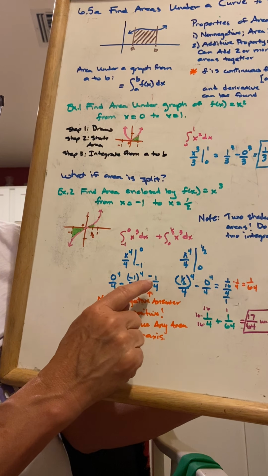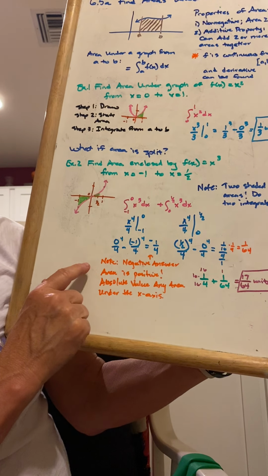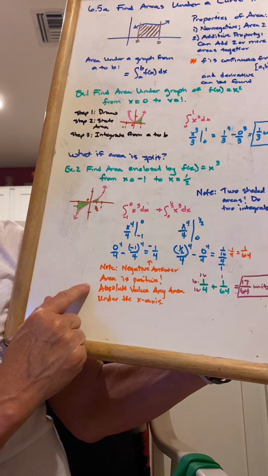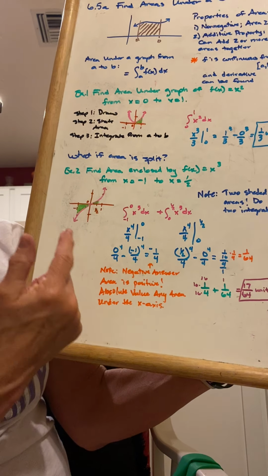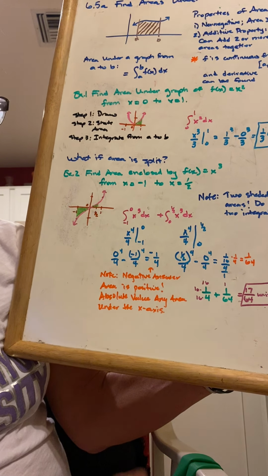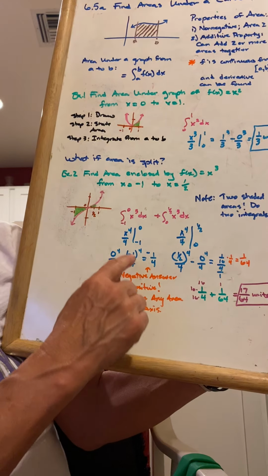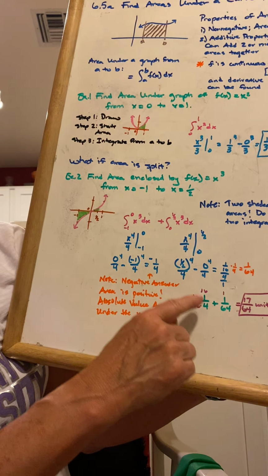But what can you have? You can't have a negative answer. So note, area is always positive. So you absolute value any of the areas under the axis to make them positive. You can also do a negative of a negative, but typically it's easier to understand if you just use absolute value. So when I bring this down to add, I brought down positive 1/4.